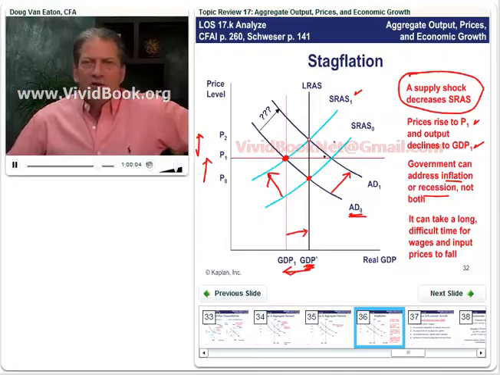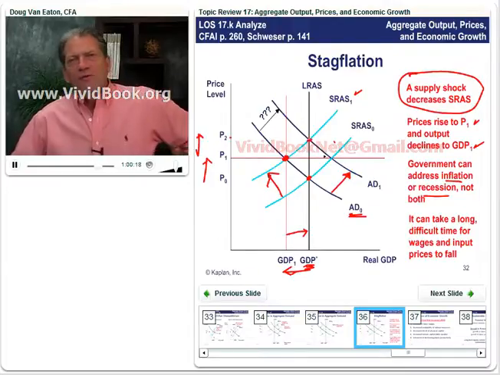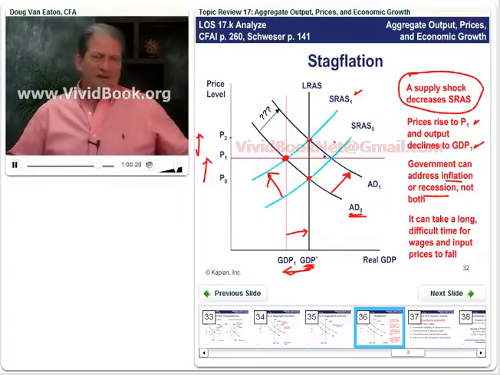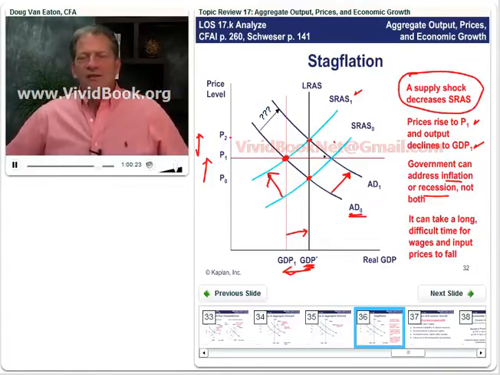So the government can come in and shift aggregate demand by increasing spending, reducing interest rates, things like that. That raises the price level further and just gets us back where we started. If they want to fight the inflation, then they have to go the other way. That's going to aggravate unemployment and reduce overall economic output.